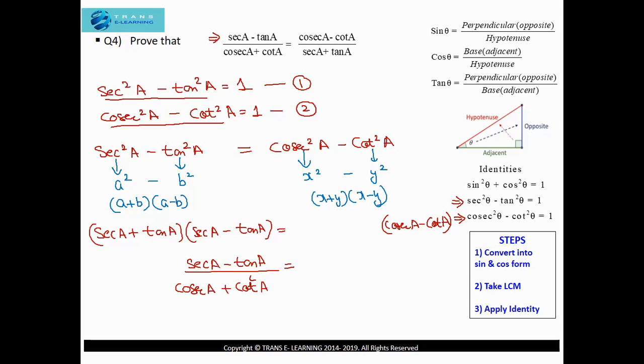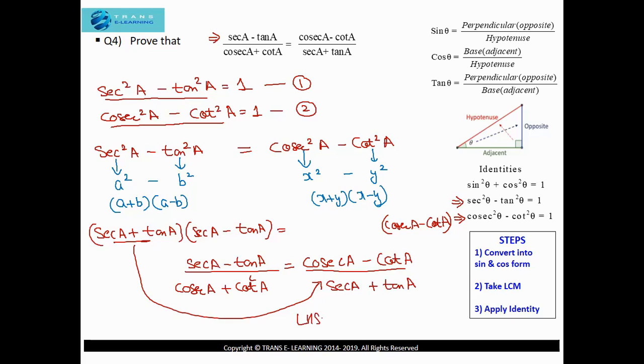Now on the right hand side in the numerator we are left with cosecant A minus cot A, and if I bring the secant A plus tan A here in the denominator, we can get what we need to prove. So I'm writing here secant A plus tan A. So here we have proved that the left hand side is equal to the right hand side, hence proved.